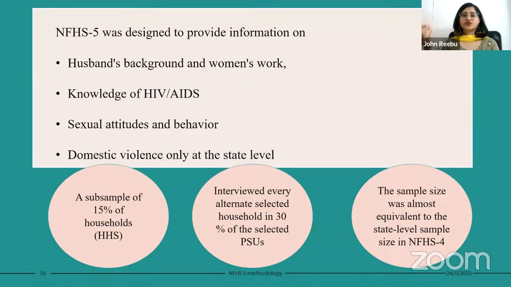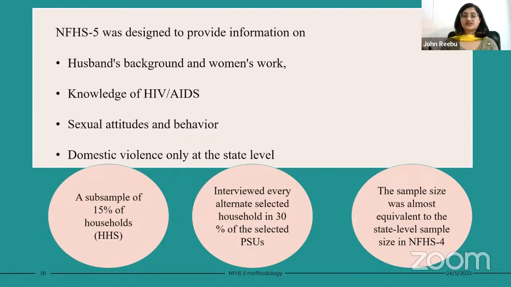So as I mentioned before, National Family Health Survey 5, NFHS-5, was divided into a state module as well as a district module. All of it was covered in district module, but there were four extra information that were covered exclusively in the state module, which were the husband's background and the women's work, and knowledge on HIV and AIDS, their sexual attitude and behavior, and domestic violence. So these information were covered only at state level.